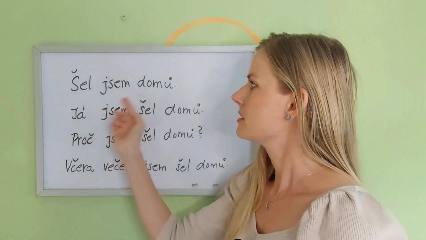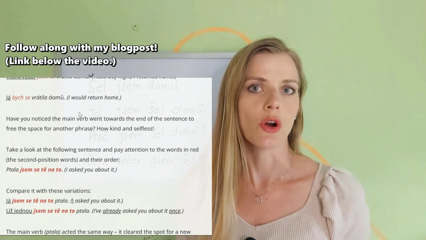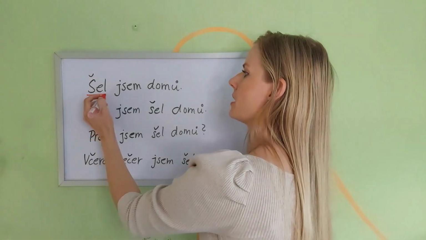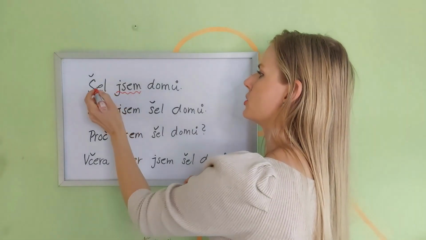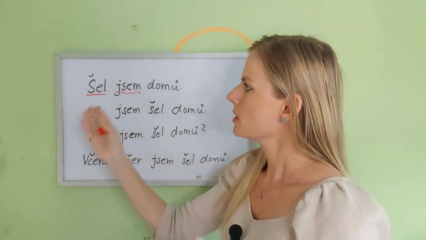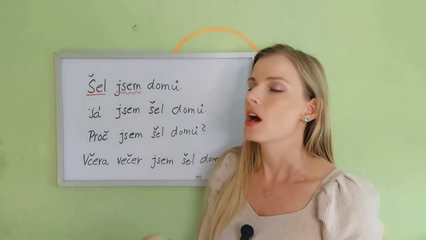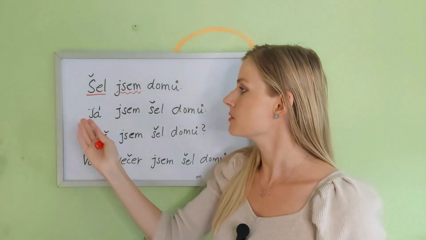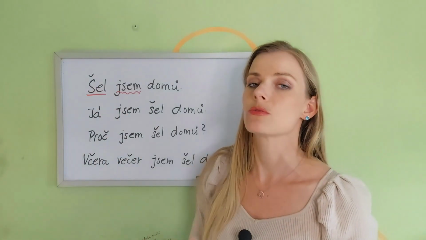Let's take a look at this sentence. Šel jsem domů, I went home. Šel, I went, together with the auxiliary verb. Šel jsem, I went. Home is the rest of the sentence. What happens if I want to emphasize that I went home? I will put the word já in front of it. Já šel jsem domů is not correct.